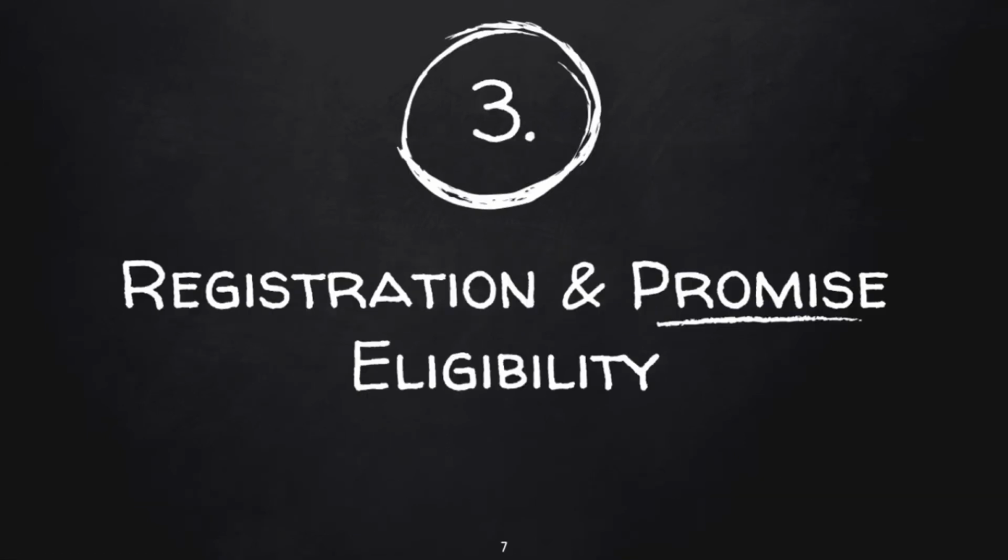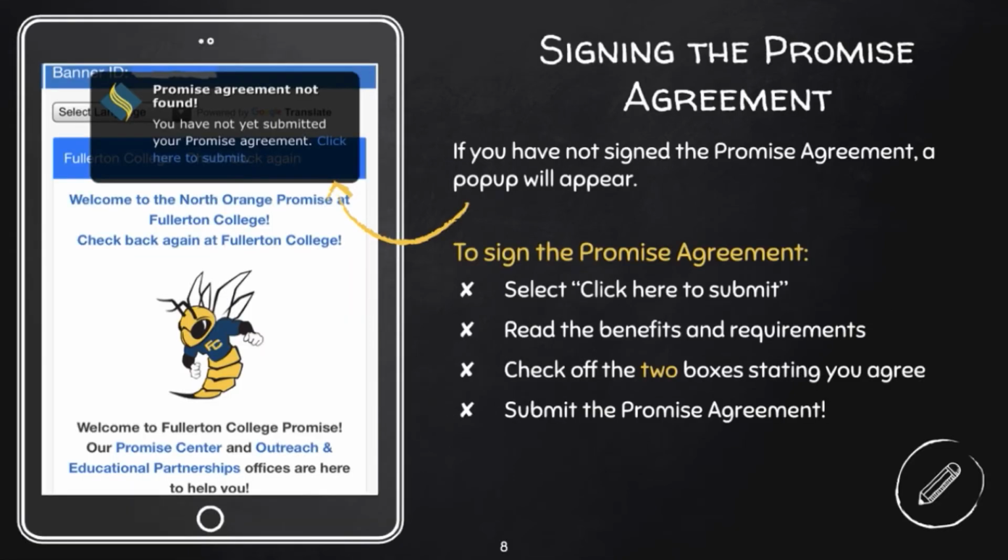After successfully logging in, let's review the next steps. This is what your screen should look like after logging in. If you have not signed the Promise agreement, a pop-up will appear. Click here to submit. Read through the benefits and requirements. Make sure to check off the 2 boxes stating that you agree. Then you are ready to click the red button to submit the agreement. It will say that the agreement is pending until it is processed. Now you can go back to the previous page to view your eligibility checklist.